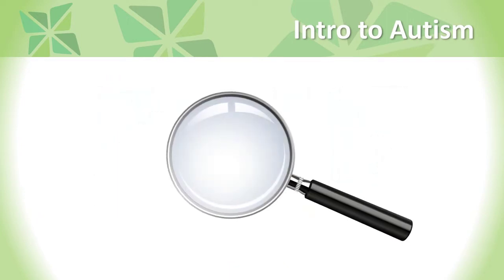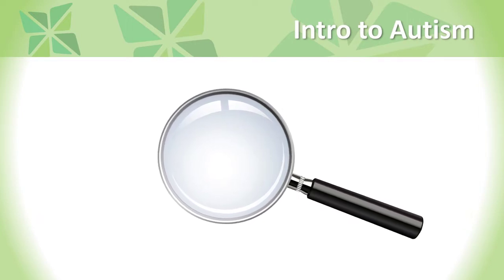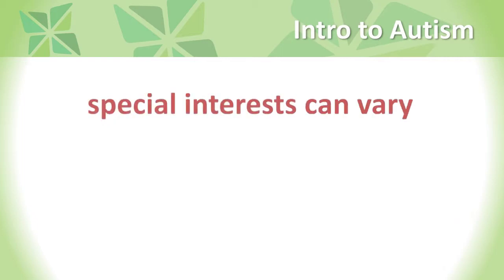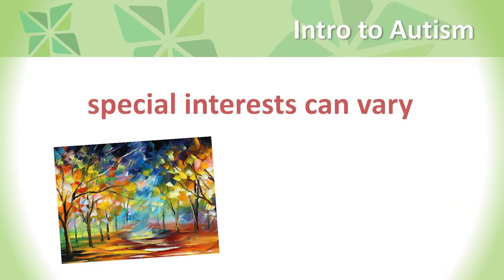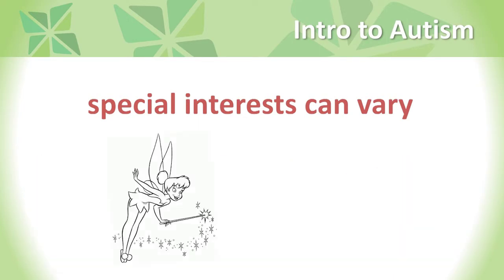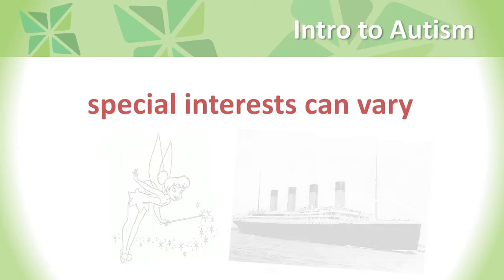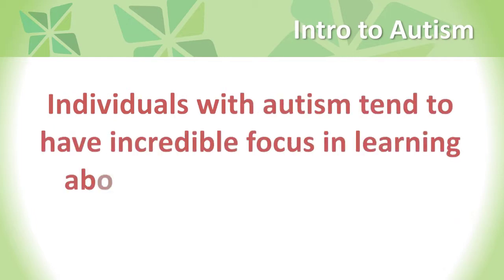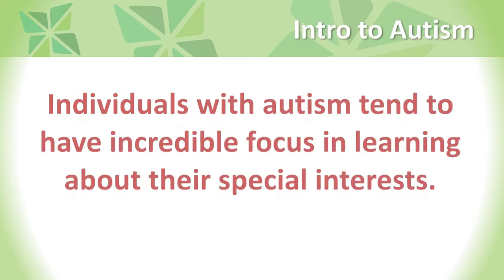They will focus on something that they enjoy or find fascinating and learn every aspect about that thing. Their special interests could vary from anything, such as art to gas stations, from animals to dump trucks, from Tinkerbell to the Titanic. Individuals with autism tend to have incredible focus in learning about their special interests.